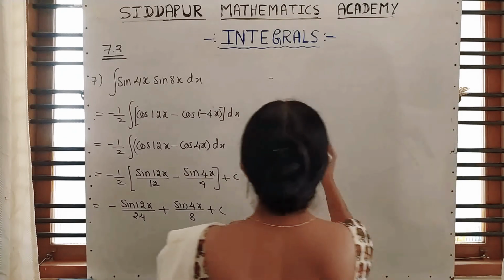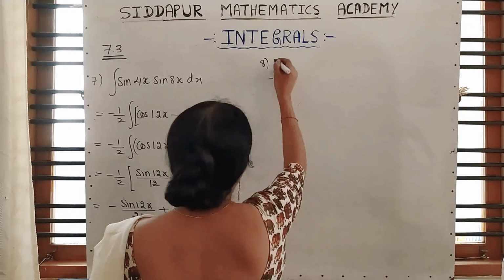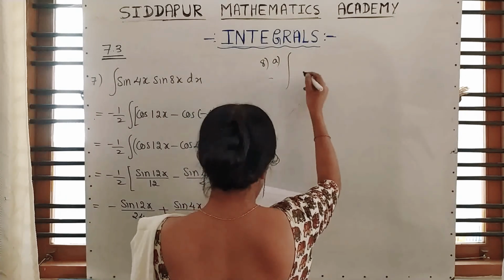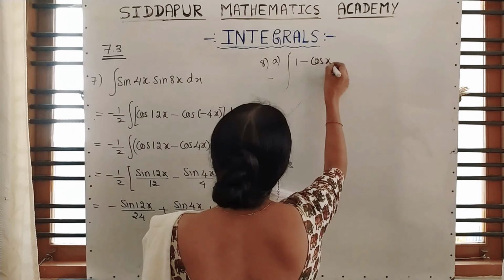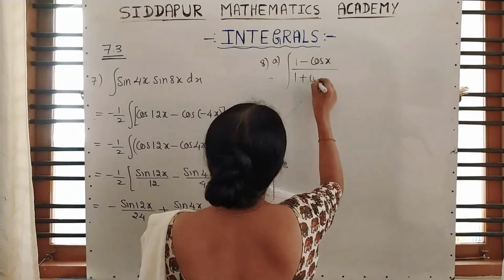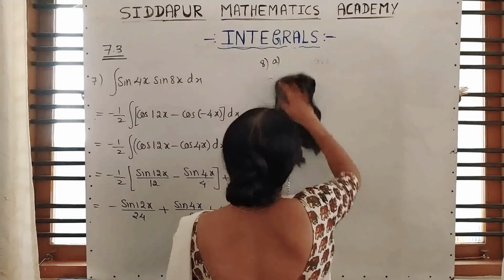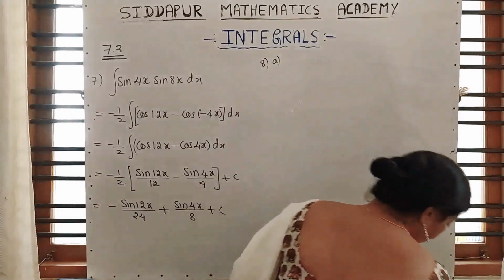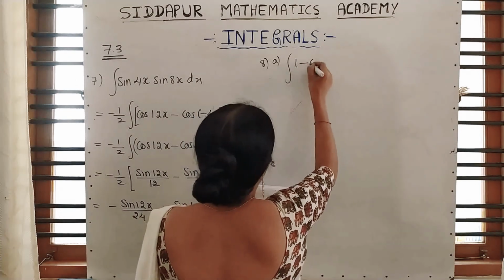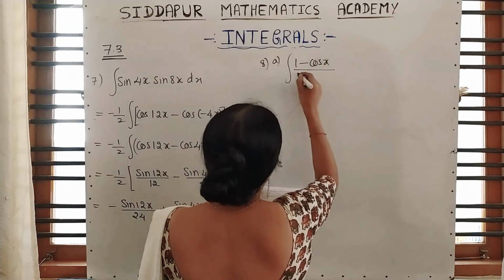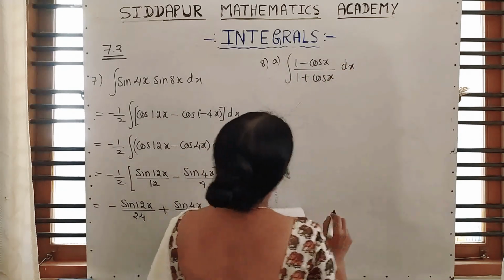8. In that I am giving you A and B. A is 1 minus cos x divided by 1 plus cos x. Similar I gave you as a homework, that's why I am giving you as A and B. 1 minus cos x upon 1 plus cos x. So here you can go for rationalization.